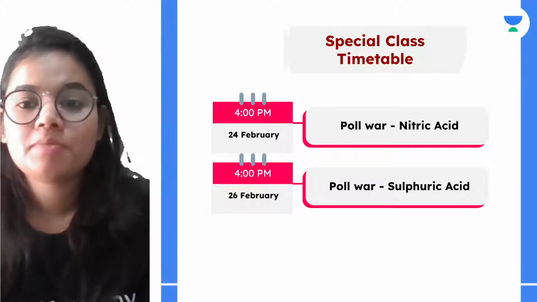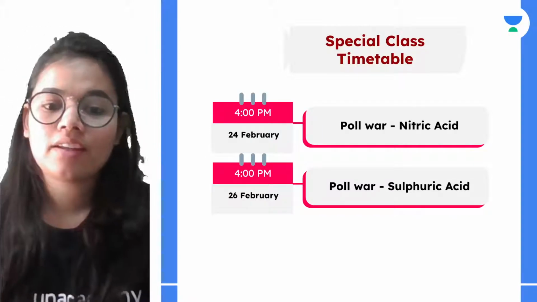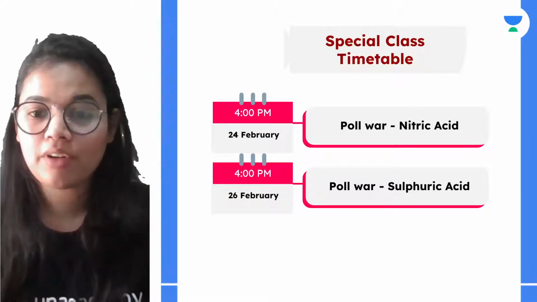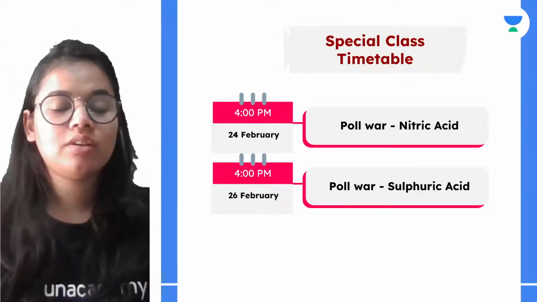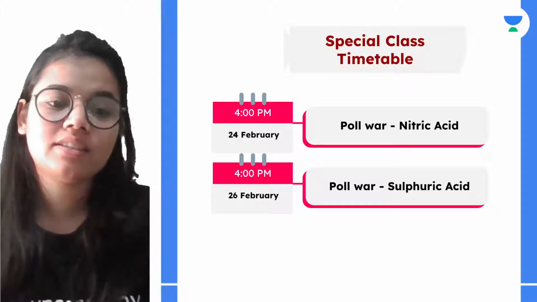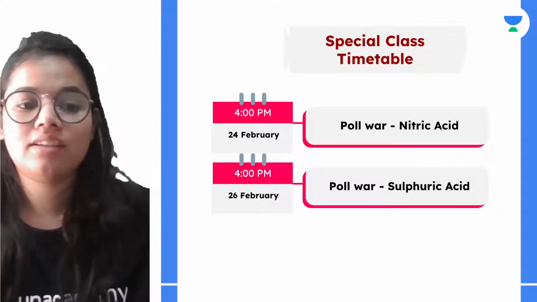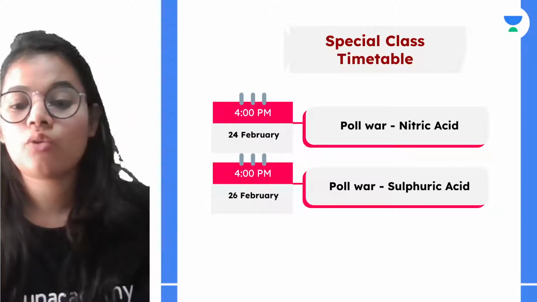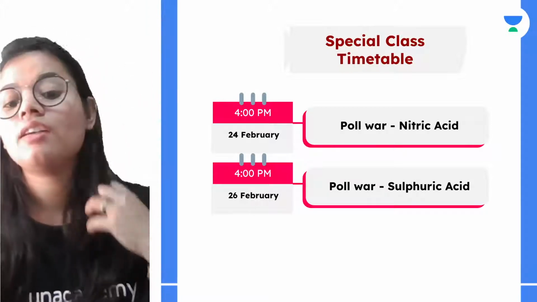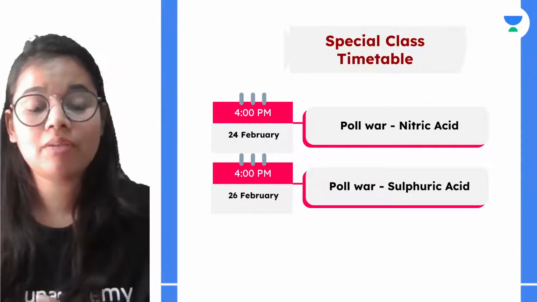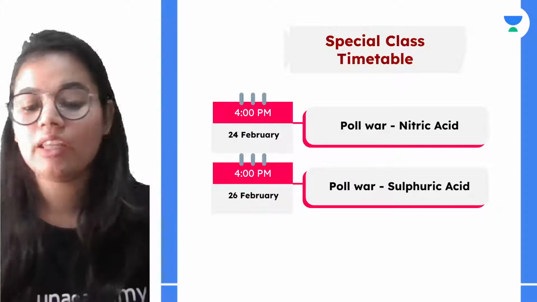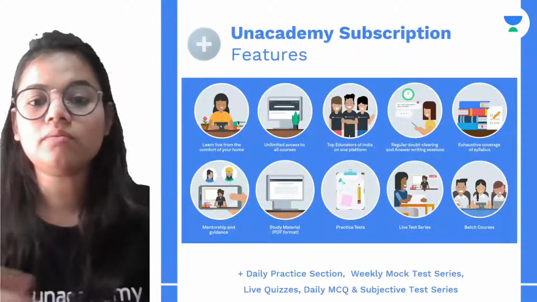Talking about the special class timetable. Today, that is on 24th February, we are going to have a poll war on nitric acid. It will be a kind of question-answer session on nitric acid. And on 26th February, we are going to have a poll war on sulphuric acid. So these are the two question sessions that we will be having in the upcoming days.